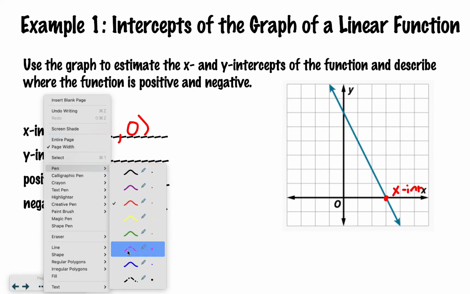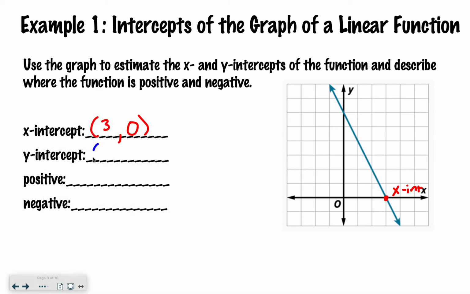Then let's talk about the y-intercept. That's where you have 0, comma, and then wherever it crosses the y-axis. Sorry, I think I said y-axis. Talking about the y-intercept, it crosses the y-axis at 1, 2, 3, 4, 5, 6. So I write 0, comma, 6.